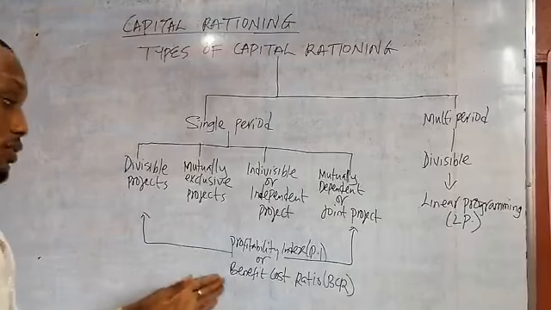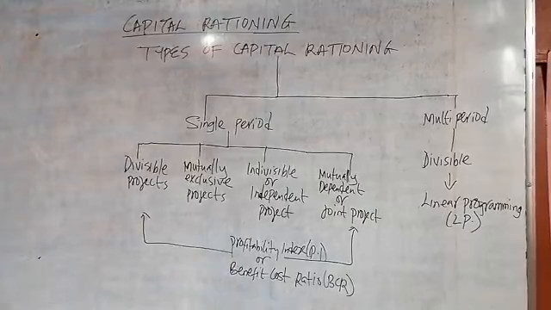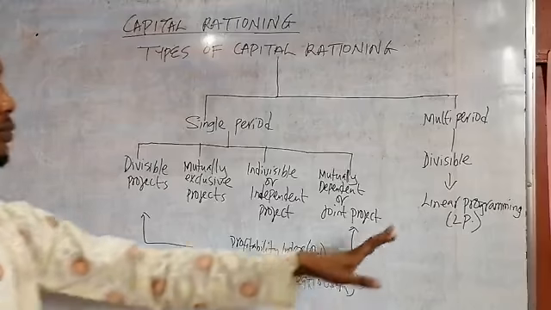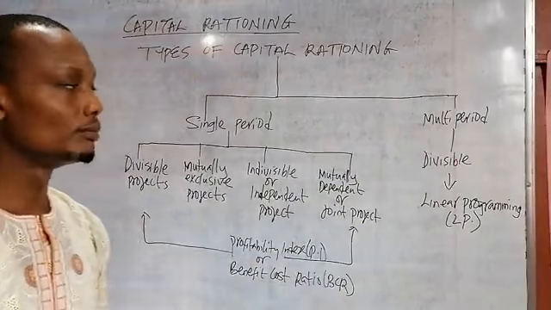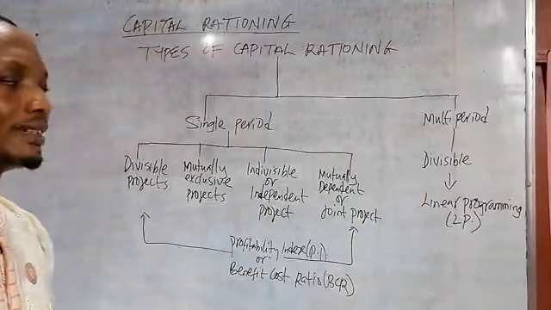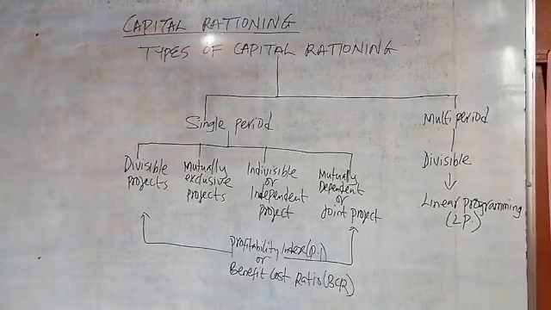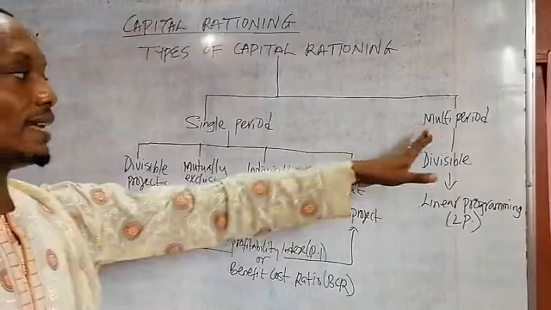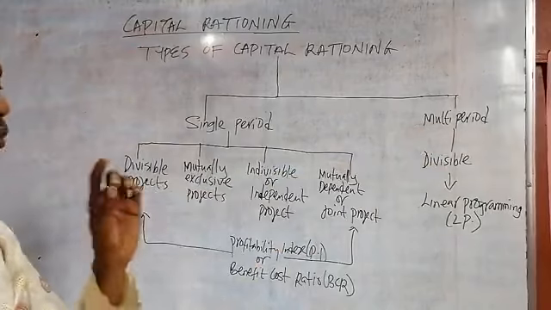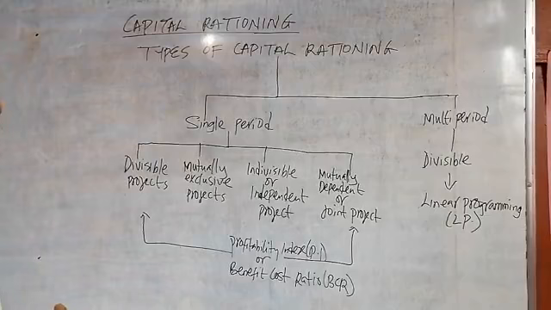As we go on, we're going to look at the projects independently, to understand better. Anyway, now multi-period. Under multi-period capital rationing, we also have projects that are divisible. In multi-period, the constraint is a restriction on capital that spans over more than one period.